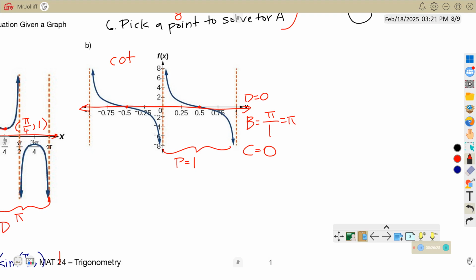Next step. I need to find A. What do I need to do to find A? Pick a point. Very good. Anything but the origin. This graph doesn't sit on the origin. I can pick any point. Which point do you suggest?